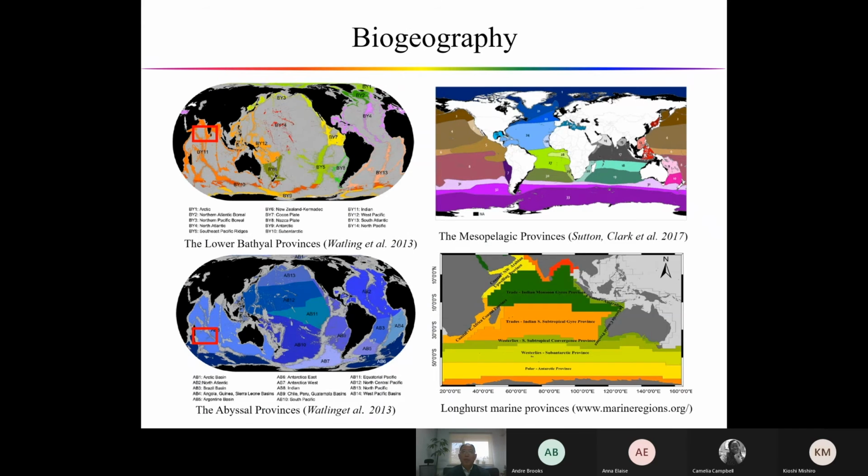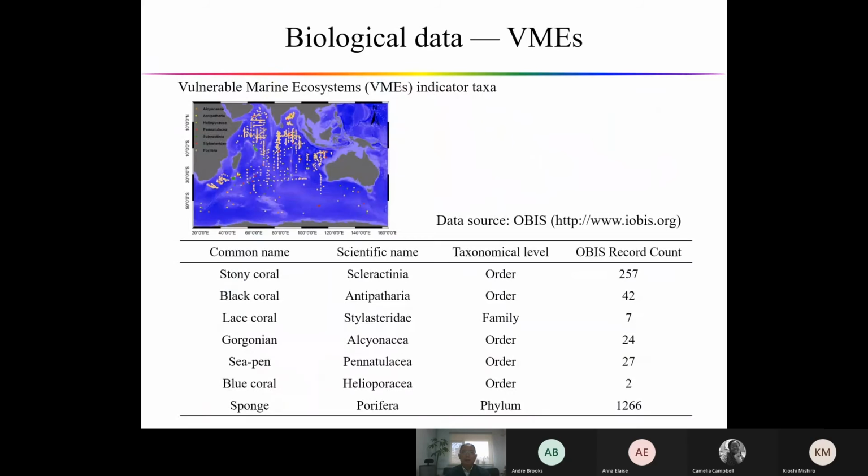The biogeographic provinces, which are lower bathyal, meso, pelagic, dispersal and Longhurst provinces, were also compared. The distribution of VMEs, such as deep sea corals and sponges, were extracted from the OBIS system. In summary, there is a lot of information contained in the background information file we prepared for this workshop.